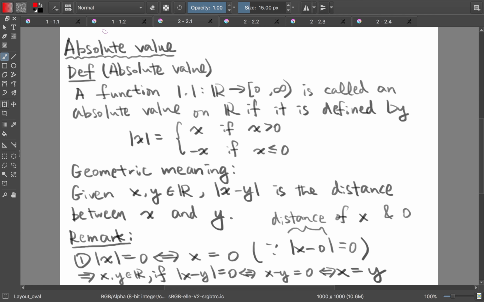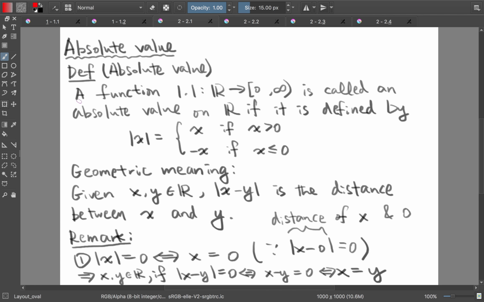In the last video, we introduced mathematical analysis. And in this video, we will start studying mathematical analysis. So let's start with the concept of absolute value. So let's first define what absolute value means.